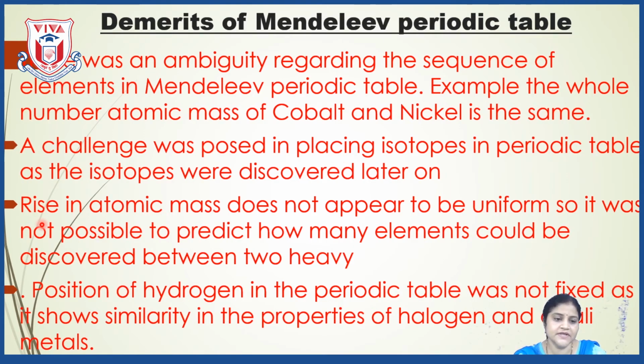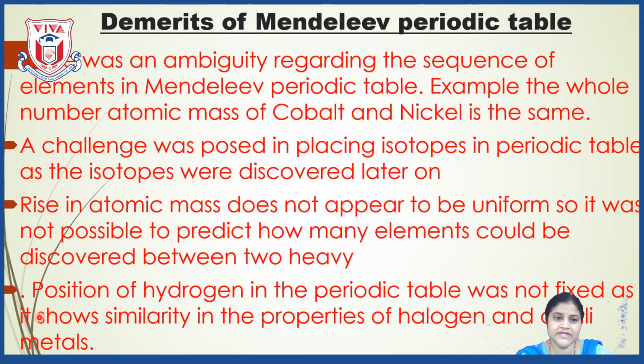Thirdly, the third demerit was that the rise in atomic mass does not appear to be uniform. Actually, his baseline was that the elements are arranged in increasing order of atomic masses. But while arranging them so that elements with similar chemical properties were given the same group, the uniformity of ascending order was disturbed. And so it was not possible to predict how many elements could be discovered between two heavy elements.